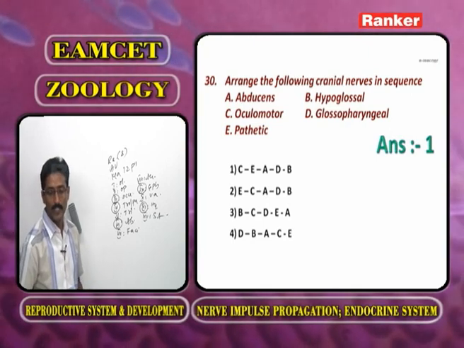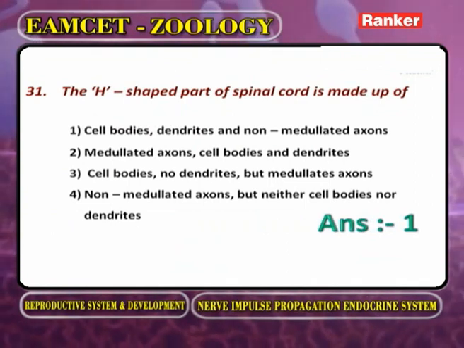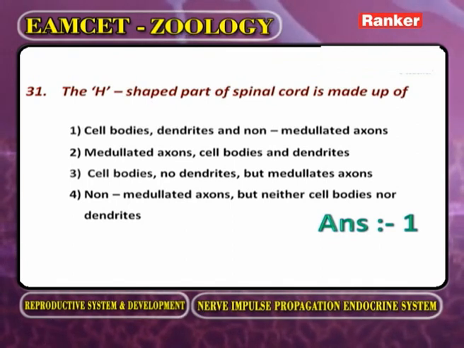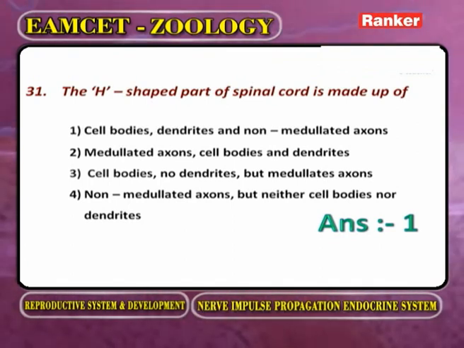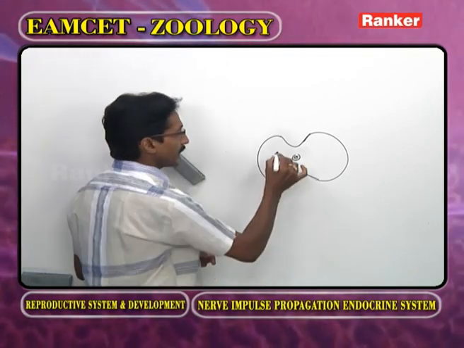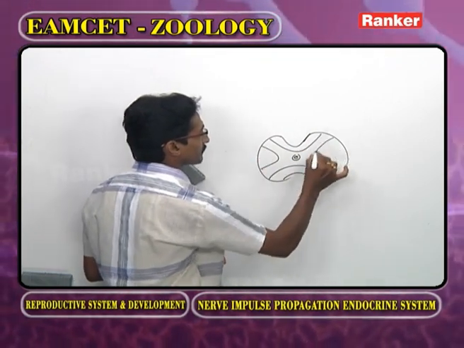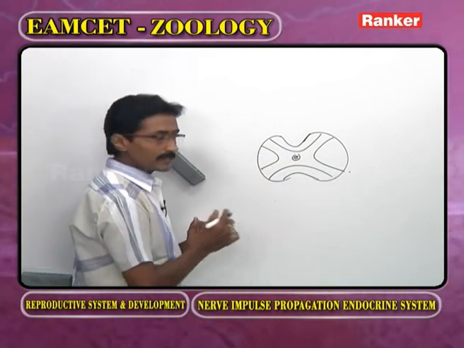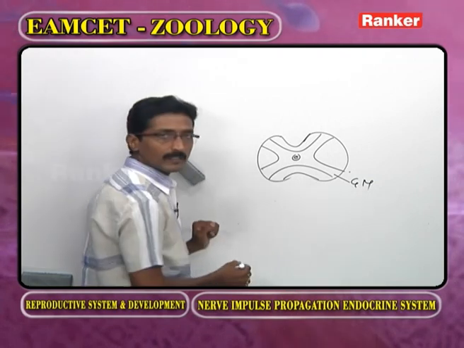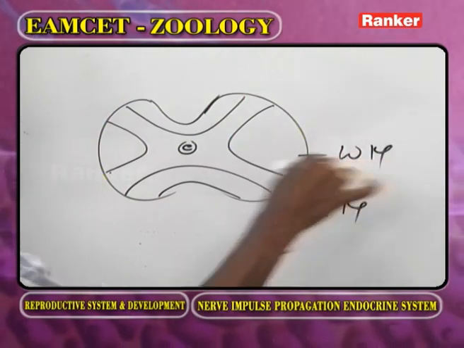Now we go for the next question. The H-shaped part of spinal cord is made up of what? As we observe the transverse section of spinal cord, this one we call the central canal. Around the central canal, what is present? The H-shaped grey matter. Now you have to observe the diagram. This one we call the grey matter. What is the shape of grey matter? H shape or butterfly. And this one we call white matter.